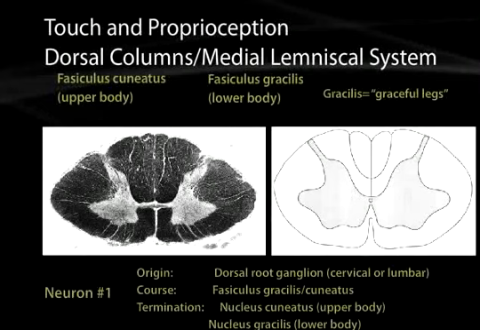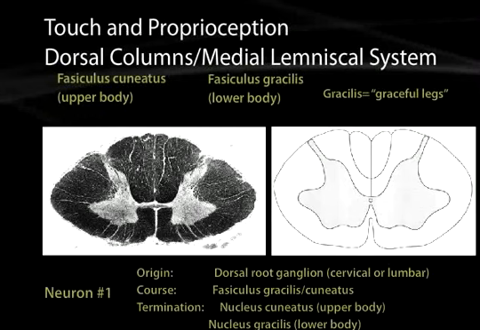One of the main important tracts that we'll cover here in the brainstem is the dorsal column / medial lemniscus system. This system confuses a lot of people because it changes names when it's in the spinal cord and when it's in the brainstem. So when it's in the spinal cord, it's called the dorsal columns, and when it's in the brainstem, it's called the medial lemniscus.